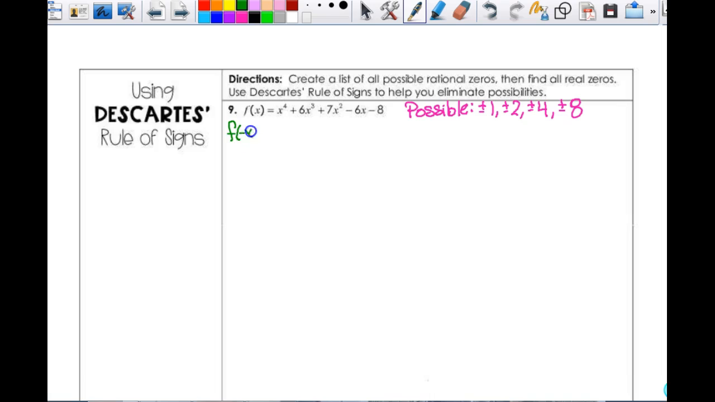In order to figure out my number of possible positive and negative, I'm also going to need f of negative x. So I'm just going to go ahead and find that. This is going to give me x to the 4th minus 6x cubed plus 7x squared plus 6x minus 8.